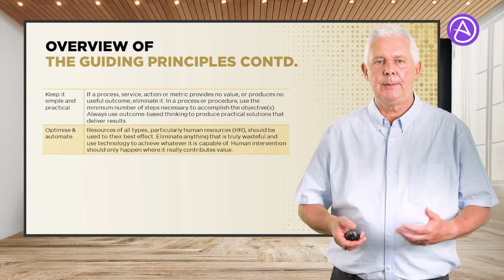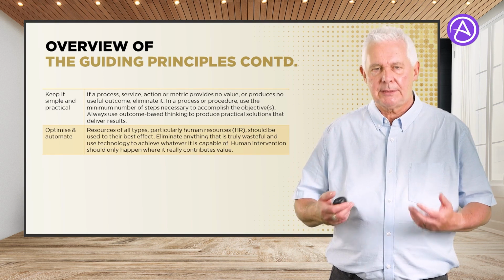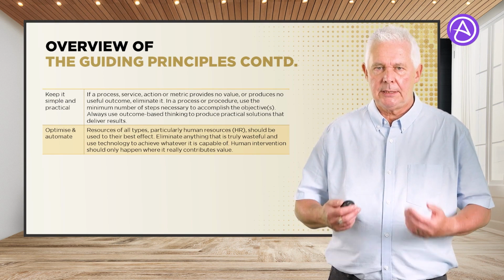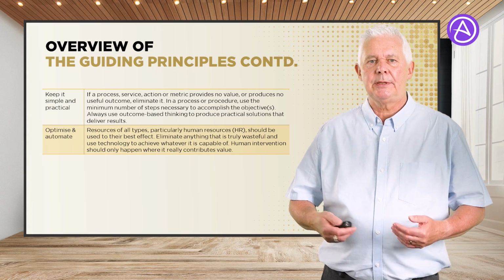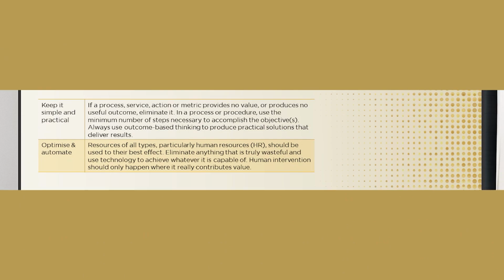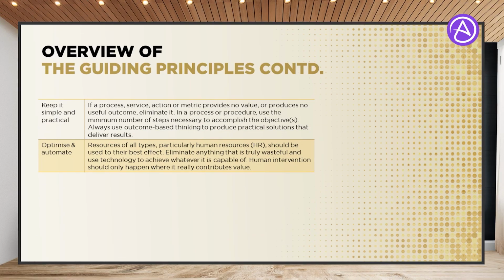Okay, so keep it simple and practical. Try and keep things simple where we can, makes them easier to understand, makes them easier to maintain. Often keep it simple and practical starts with this outcome-based thinking. What are you trying to achieve, and what is the most simple and practical way to actually achieve that?